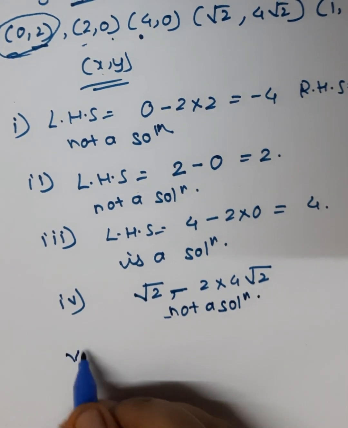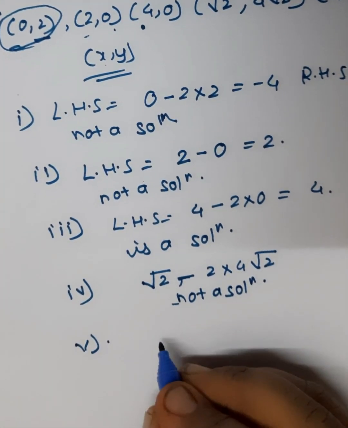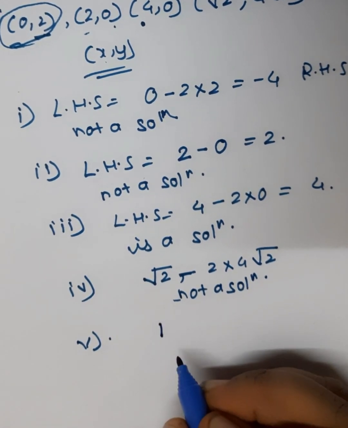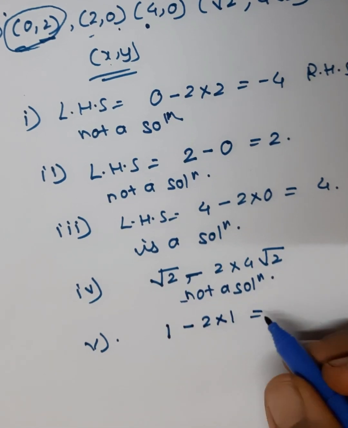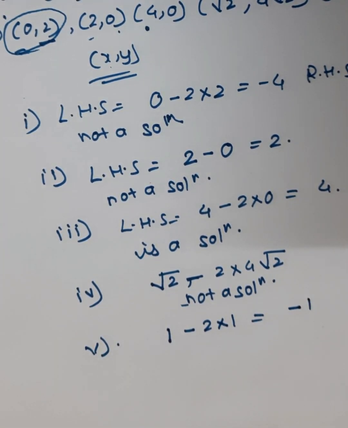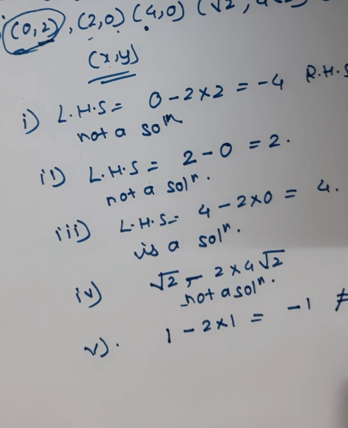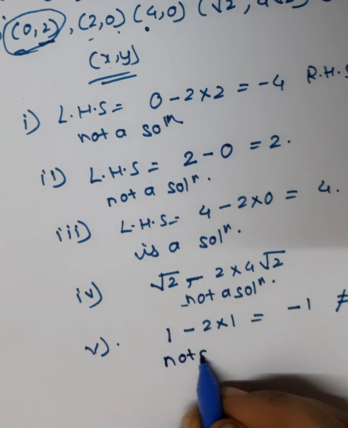Now the next point is (1, 1). So just put the values. 1 minus 2 into 1 is equal to 1 minus 2, which is minus 1, and this is not equal to 4, so this point is also not a solution.